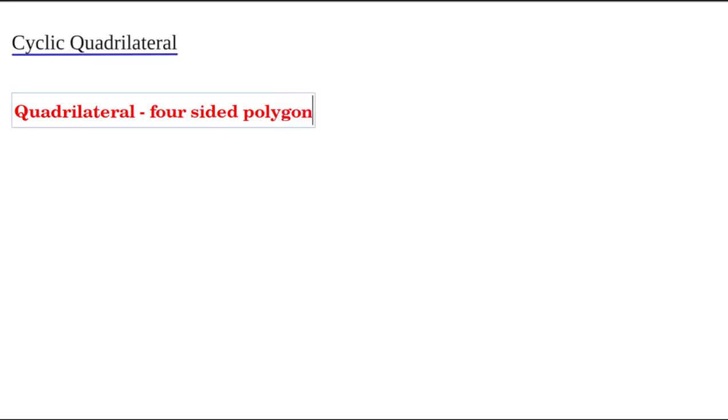What is a quadrilateral? A quadrilateral is a polygon with 4 sides. A quadrilateral, this one is a 4-sided polygon. Then what is this cyclic quad? When do we now call it a cyclic quad?